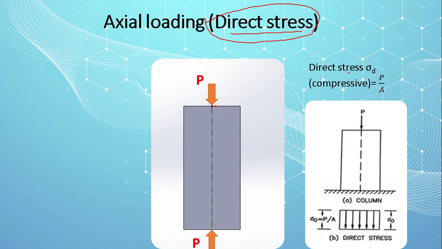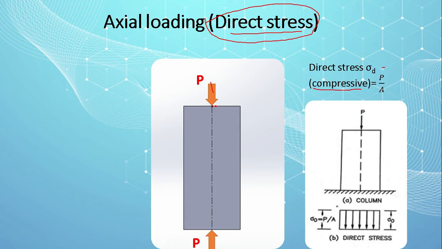Direct stresses we denote by sigma d. So sigma d is equal to force divided by area. Force is applied, force in Newton, divided by cross section of this body. In this case, as these forces are compressing this body, there will be compressive stress. So compressive stress is equal to load divided by area.